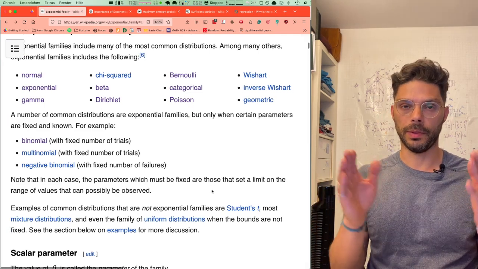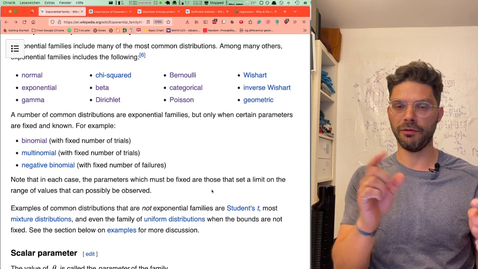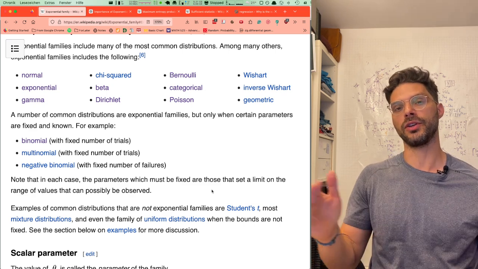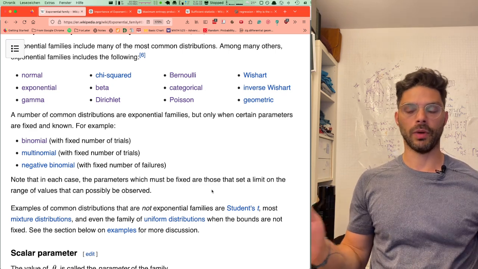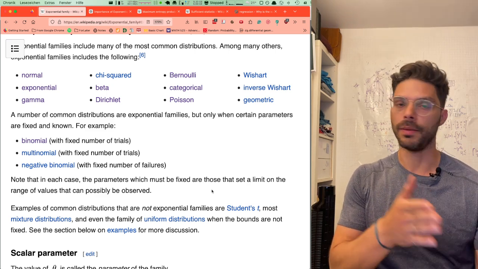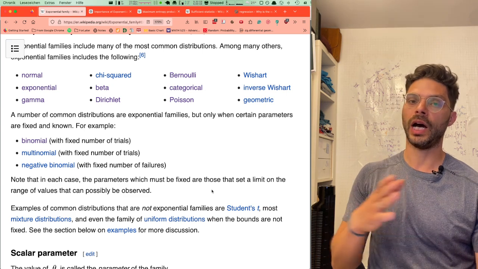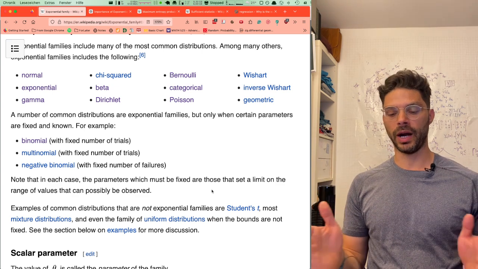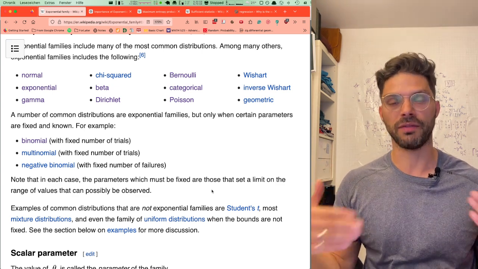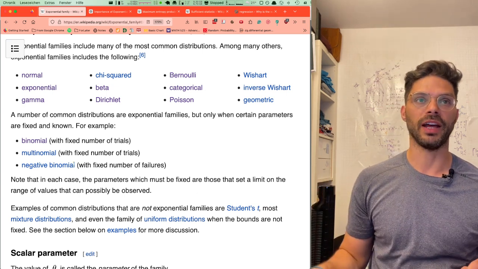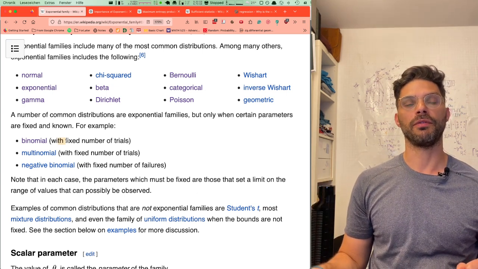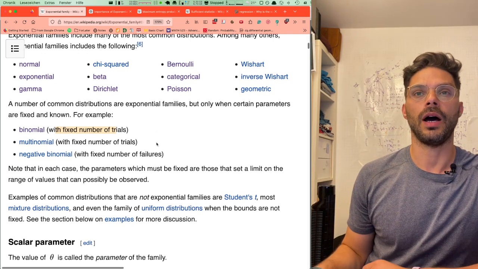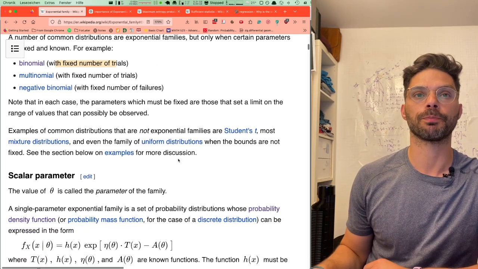The problem here is that if you increase the number of trials, then all of a sudden your domain, the set of possible values you can observe, will change. If you have 10 trials, then the maximum number of heads is 10. But if you have 20 trials, you now have to consider numbers of heads up to 20. So the exponential family requires that the domain is not a function of the parameters; it's independent of the parameters. That's why it says here, for example, the binomial with a fixed number of trials. That's just a small caveat, but otherwise these are also in that family.